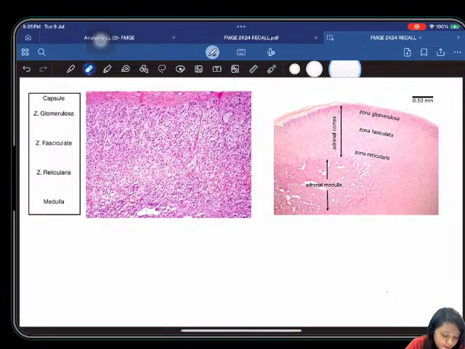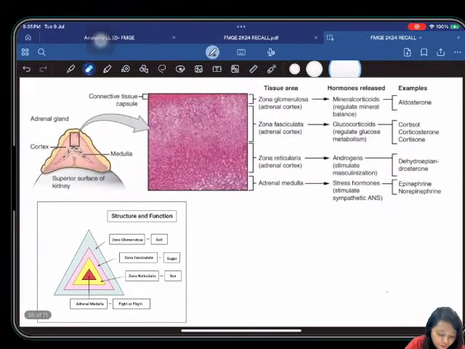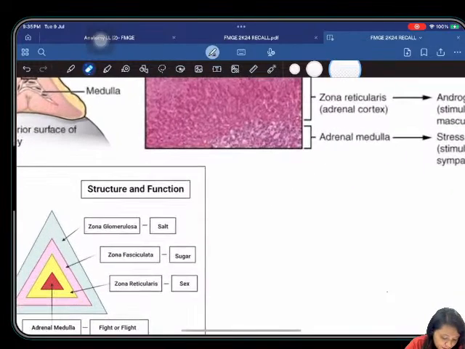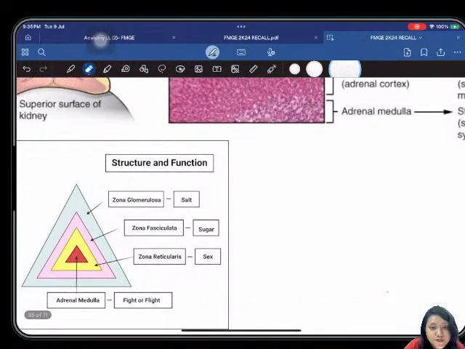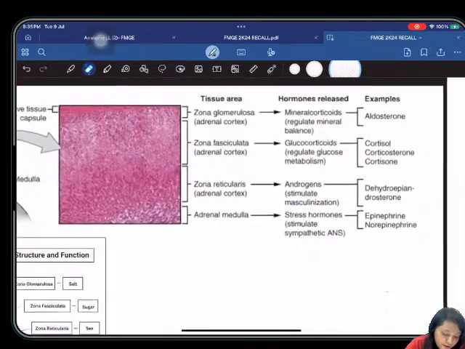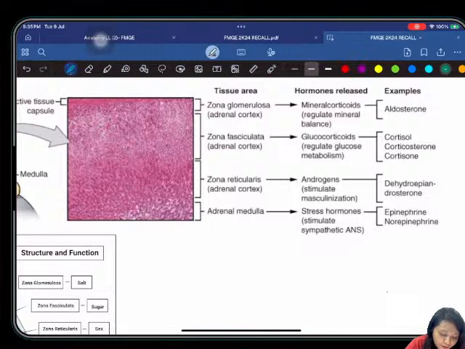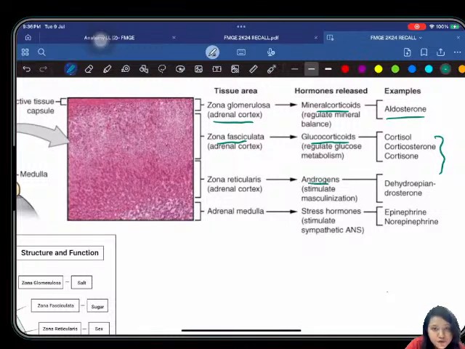Okay, now what are the secretions from this? You should remember the dictum salt, sugar, sex. Salt for the glomerulosa, salt is the mineralocorticoid. So the zona glomerulosa will secrete the mineralocorticoid, that is aldosterone. The fasciculata is going to secrete the sugar, that is the glucocorticoid, like cortisol, corticosterone, or cortisone. The reticularis is going to secrete the sex hormones, that is the androgens.